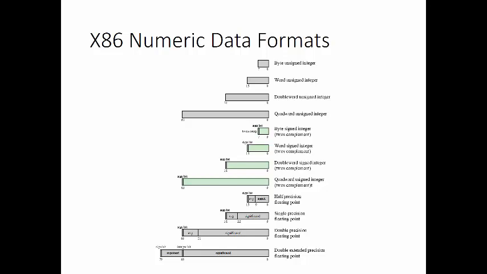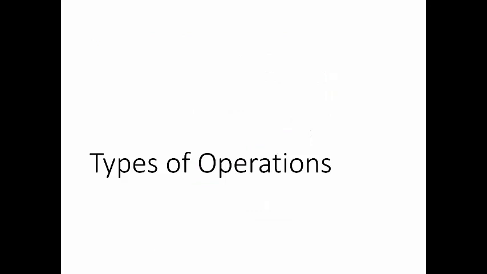The other interesting thing with ARM is it's worth noting that there is no floating point type, so any floating point operations need to be implemented in software. ARM does support an optional floating point coprocessor that supports the single and double floating point data types that are defined in IEEE 754. So let's move on to types of operations.